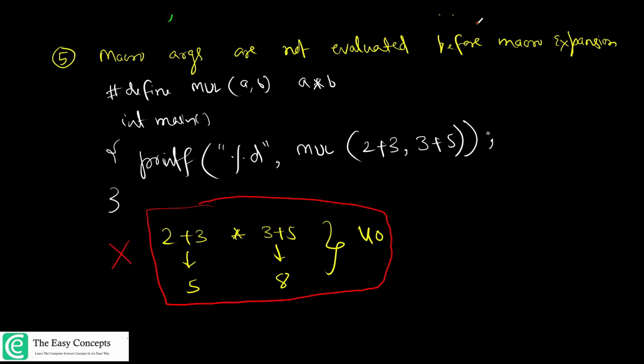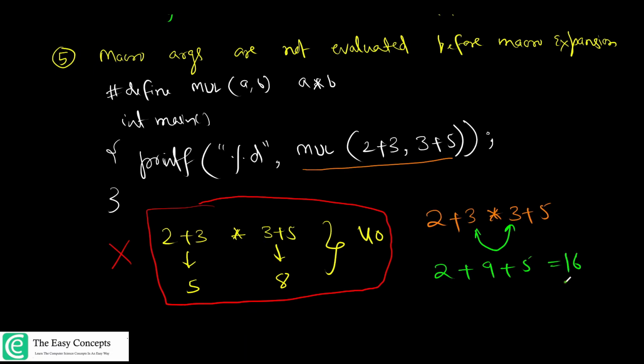And why are you wrong? Just look at this again. We are writing it like this, 2 plus 3, but this is not evaluated before the expansion. You have to replace this with 2 plus 3 into 3 plus 5. And if you know the BODMAS rule, you will understand that 3 into 3 is performed before any other operation. So it should be 2 plus 9 plus 5, and the answer should be 16. And this is the correct answer, right?